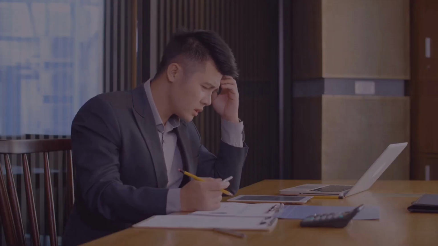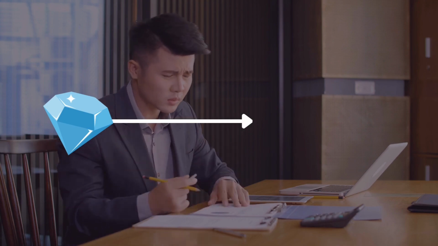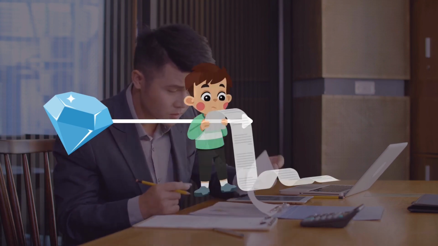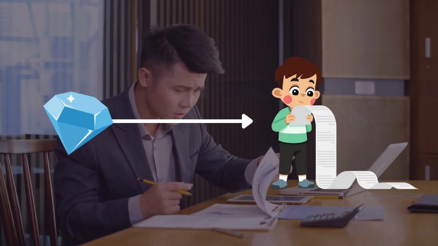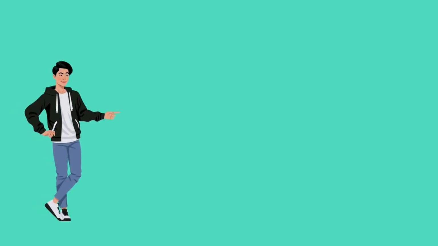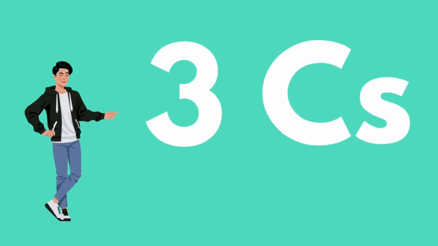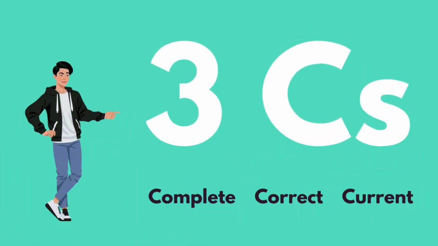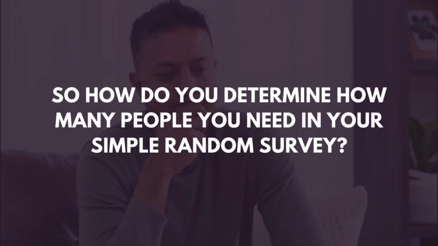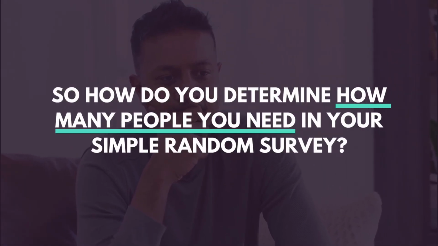But at the same time, they can be challenging because they need one special item which may not always be readily accessible: a list of all the members in that population. You must make sure your list meets what we call the 3 C's: complete, correct, current. So how do you determine how many people you need in your simple random survey?